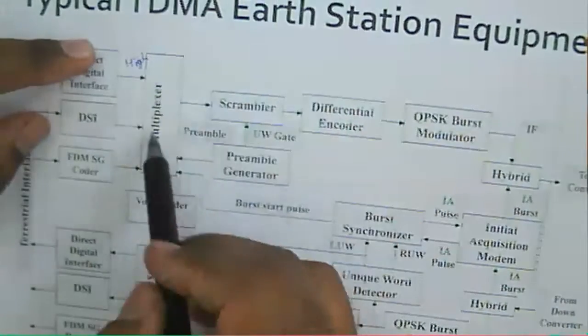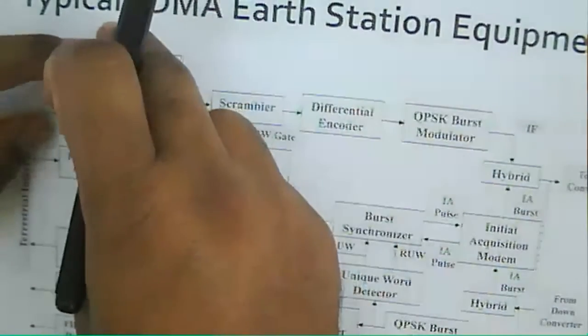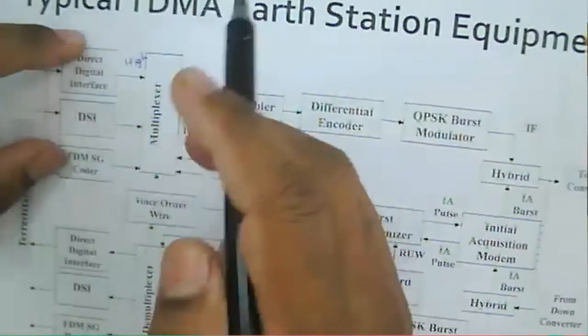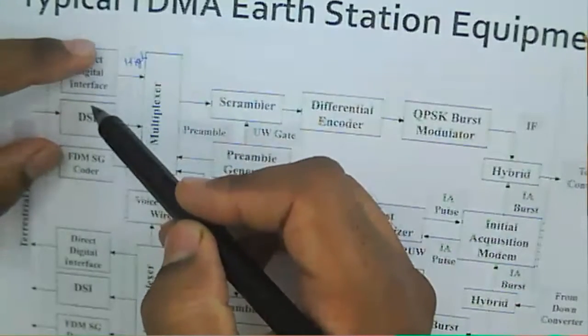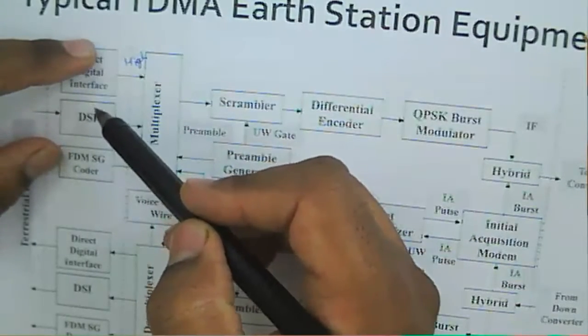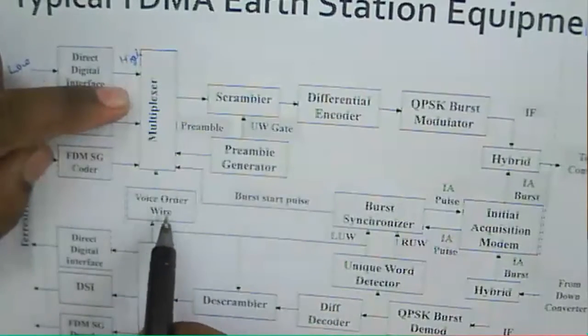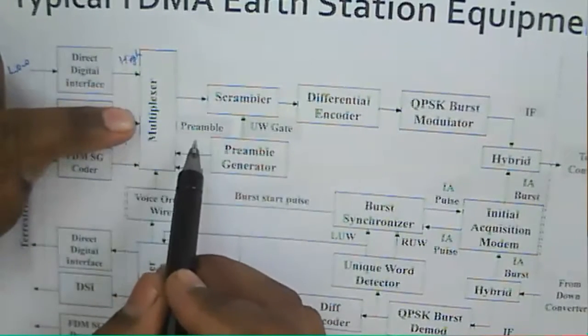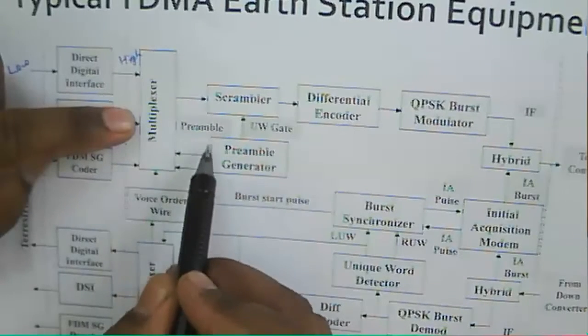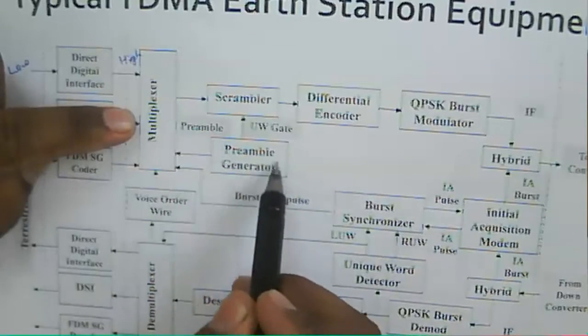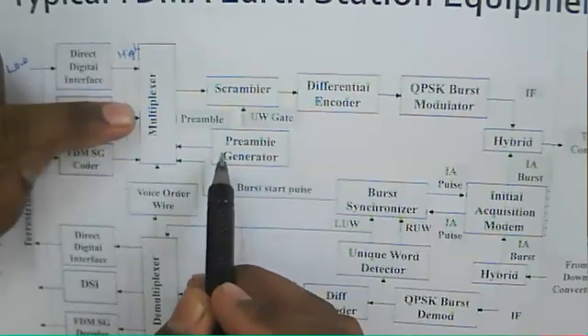So what is the multiplexer's role? It combines all the sub buses generated by the terrestrial interface modules, and it also combines the voice order wire bits, and it appends the preamble data from the preamble generator.